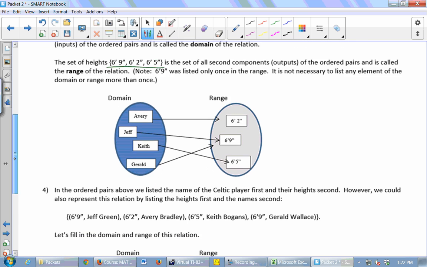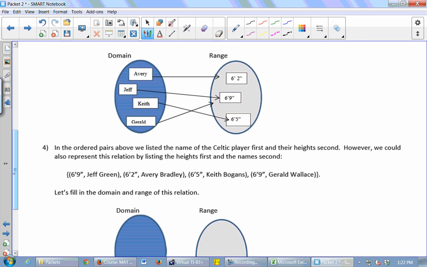Okay, so I could draw this sort of pictorially instead of listing ordered pairs. I could have a picture where I list all the elements from the domain, which is the 4 players' names. And then I have another set where I list all the different heights. And then I can put an arrow from the correct name to the correct height.